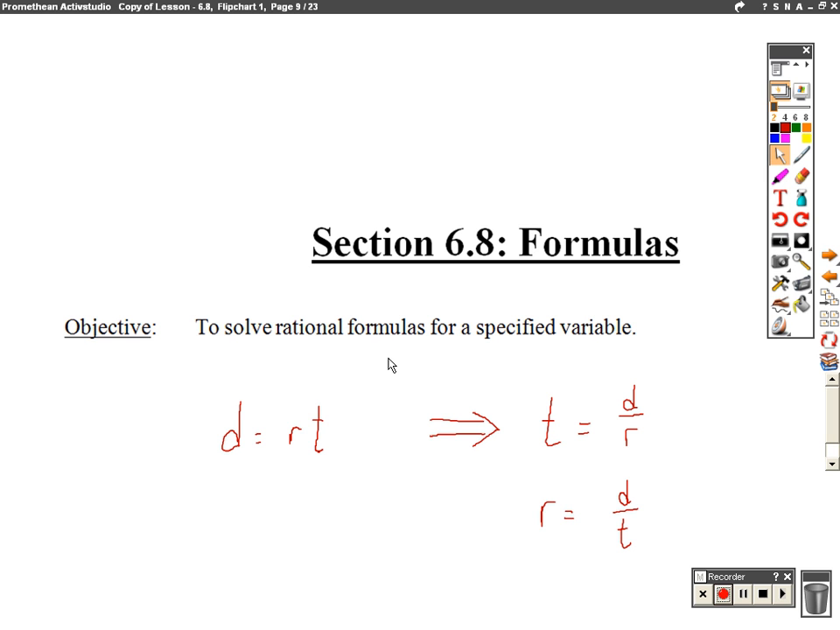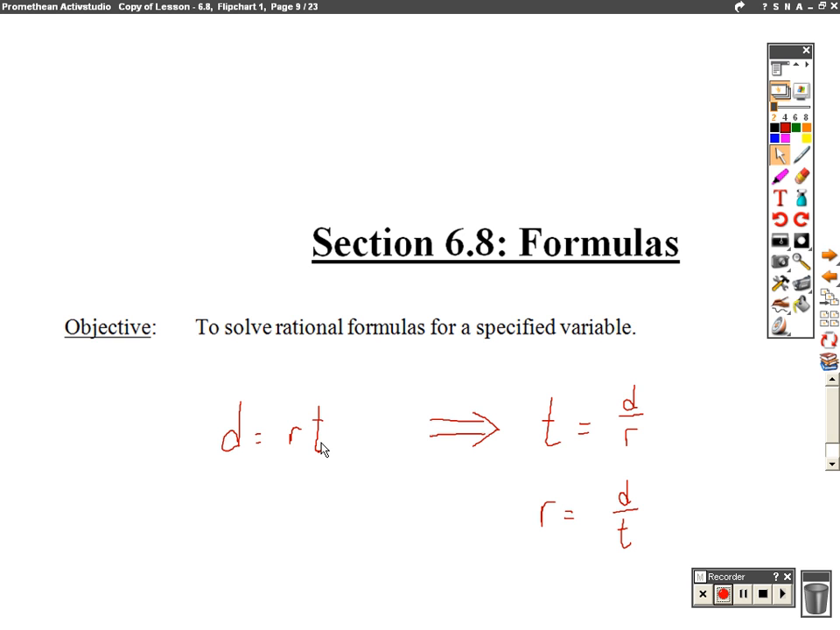Okay, let's move into section 6.8. We will see some rational formulas, and we're going to be solving for different variables. Basically, if I gave you the formula distance equals rate times time, which we're going to see in the next section, instead of having the formula solved for distance, we might have to solve for the rate or the time.